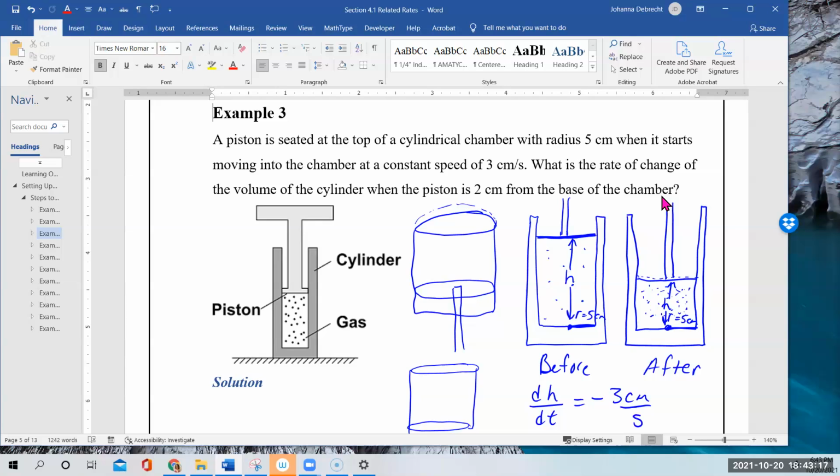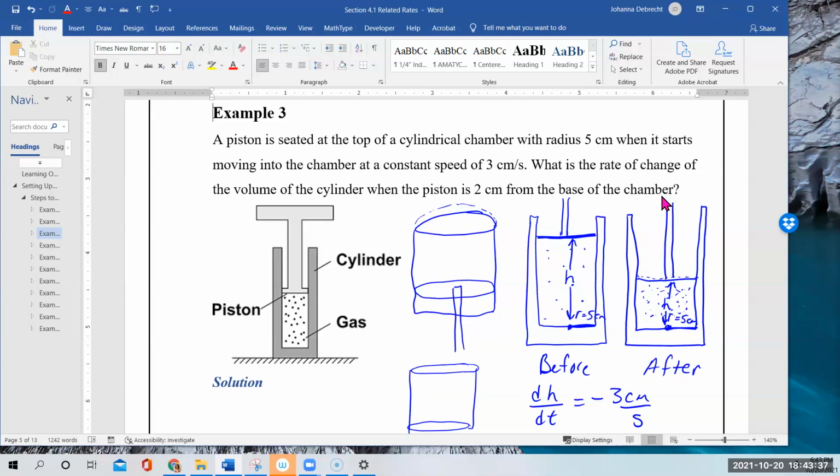Now we need to figure out what it is they're looking for in this particular equation. Second sentence, what is the rate of change of the volume of the cylinder when the piston is 2 centimeters from the base of the chamber? Back to the beginning.